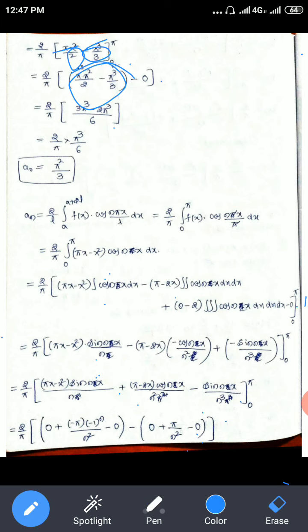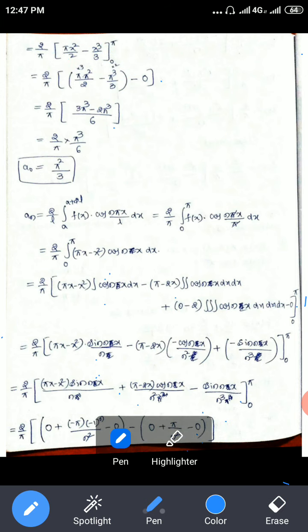Therefore 2 by pi, what I am getting is that between 2 and 3, the LCM is 6. 3 twos are 6, 2 threes are 6. So pi square into pi is pi cube: 3 pi cube minus 2 pi cube is pi cube. So 2 by pi into pi cube by 6. Pi and pi get cancelled. Here you can see pi gets cancelled. 2 ones are 2, 2 threes are 6.